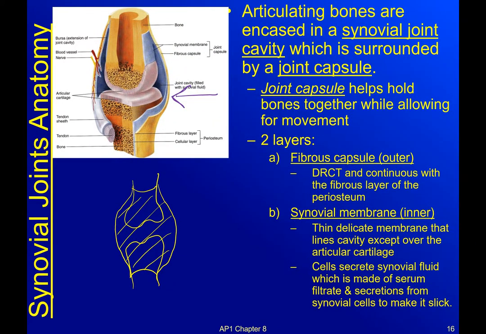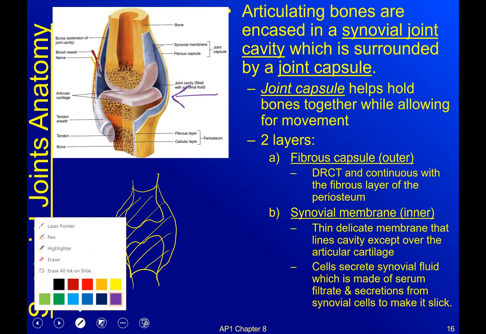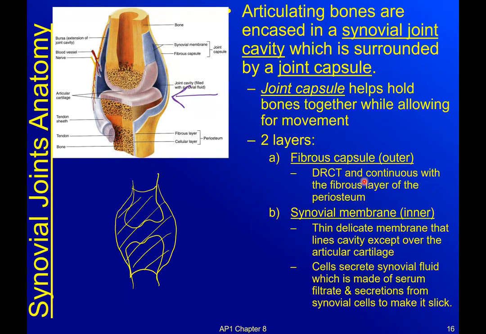So the fibrous capsule, it's dense, regular connective tissue. And it's continuous with the fibrous layer of the periosteum. Literally, the periosteum down here is the same thing. It just kind of goes over and then anchors back down to the bone with our Sharpey's fibers.